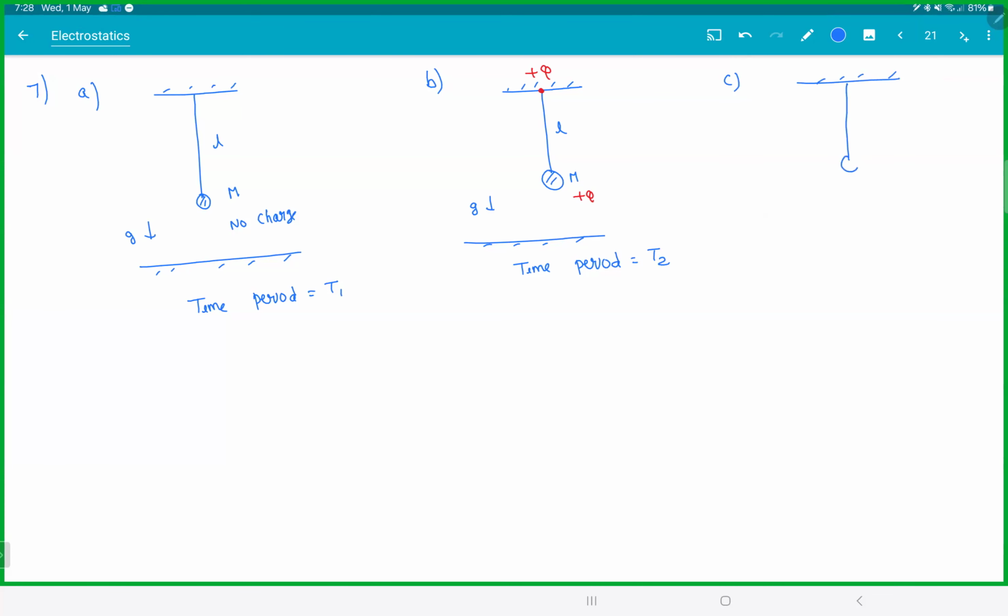Third case, we have a pendulum, mass M, length L. This is plus Q, so here it is plus Q. This is fixed. Time period is T3. This is the time period for small oscillations. Compare them, meaning which is bigger, which is smaller, like T1 greater than T2 greater than T3, whatever. Greater than, less than, arrange them.